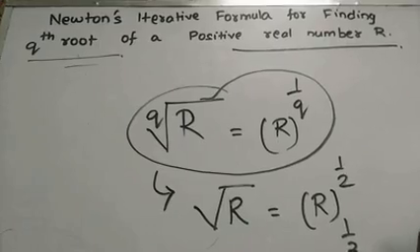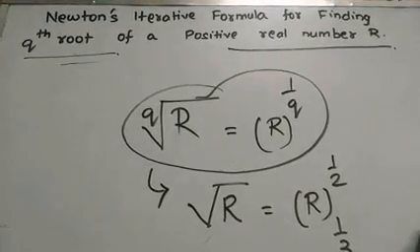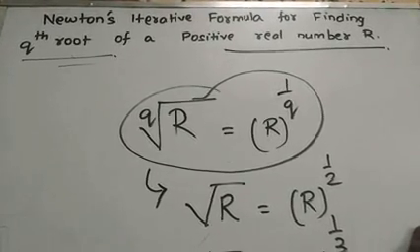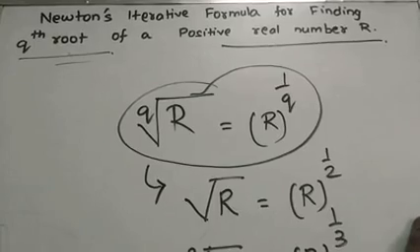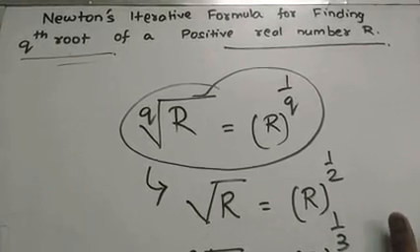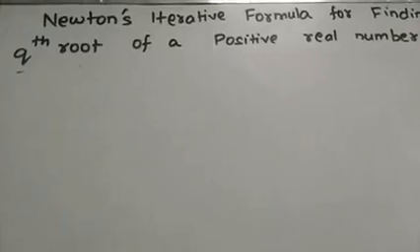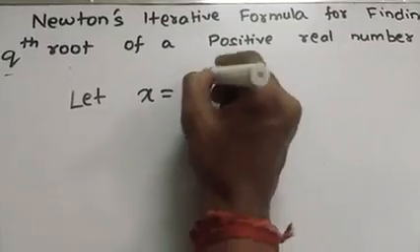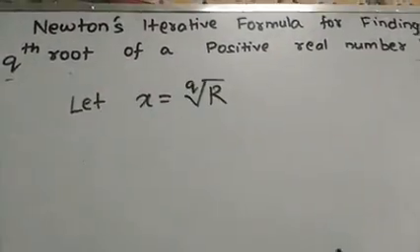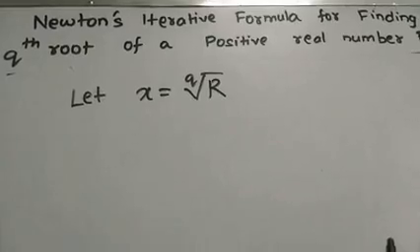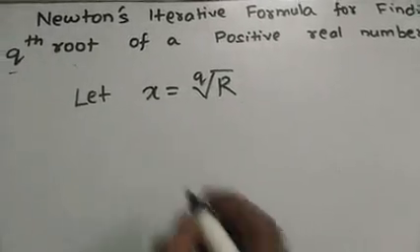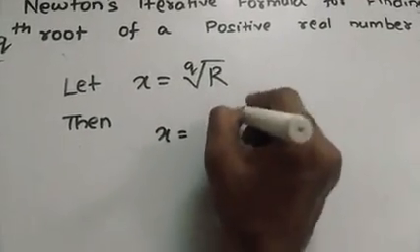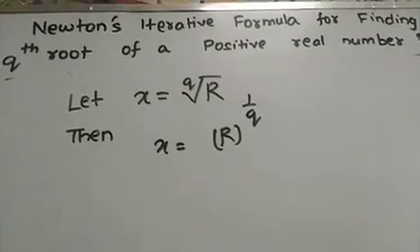First of all, we will learn the basic formula of this method. Then the next thing we will learn is how to solve numerical problems using Newton's iterative formula. So first, the formula for this method. Initially, we will assume x equals the qth root of the real number r. Now we will simplify this expression: x equals r to the power 1 by q. We can write it in this form also.